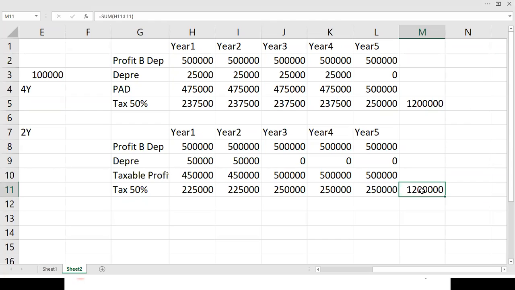Equal or different? The total amount paid to the government as a tax for 5 years, equal value or different value? Both are equal or different? Is my calculation right or wrong?